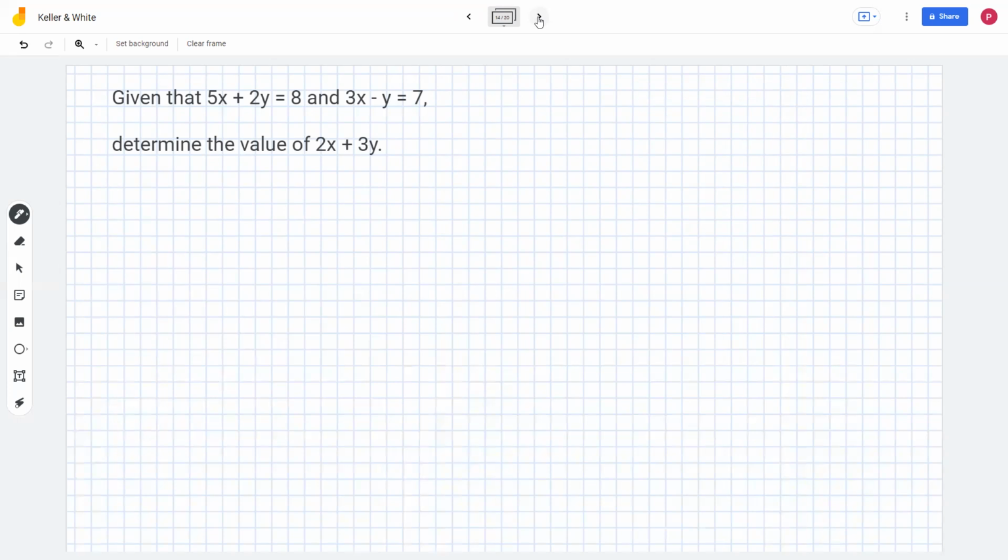Someone who's been warned about this kind of thing looks at this and says, hey, wait a minute. If they wanted to see if I could solve systems of equations, they would have just asked me to find X or Y. There has to be a reason that they asked for this weird thing, 2x plus 3y. Why would they want that? I wonder if there's some way that what they're asking for is easily related to what they gave me.